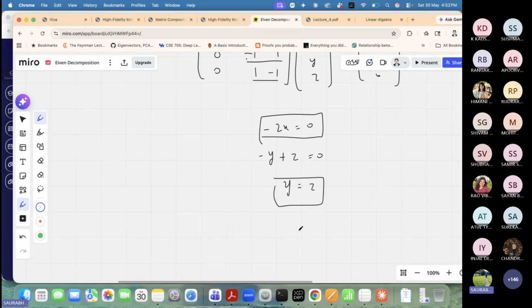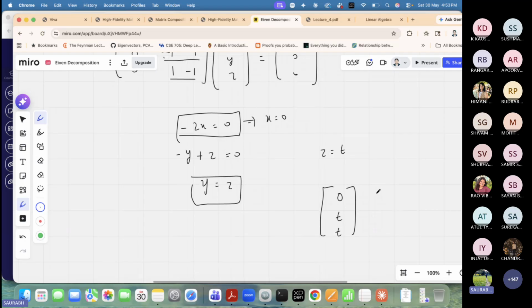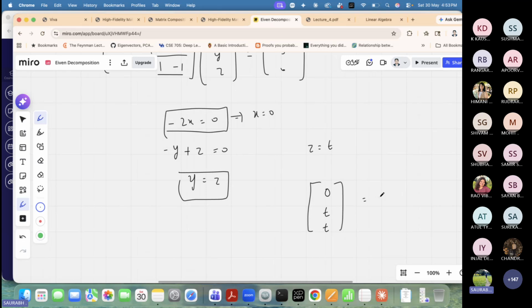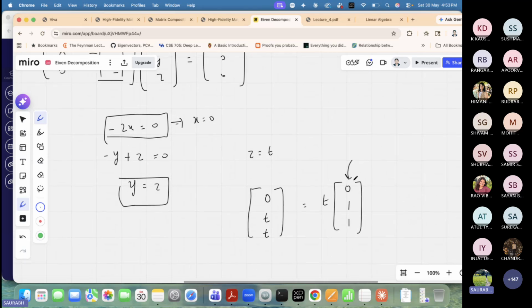Now in this particular case, you can take z equal to t, and because x equals 0 and y equals z equals t, you can write the vector as (0, t, t). Or else you can take t common and just say (0, 1, 1). So your basis is constituted of this vector only. The basis is this and the dimension would be 1.